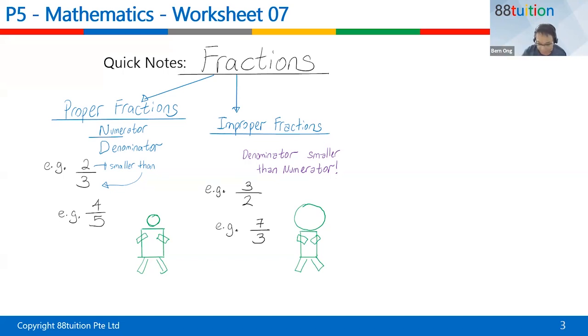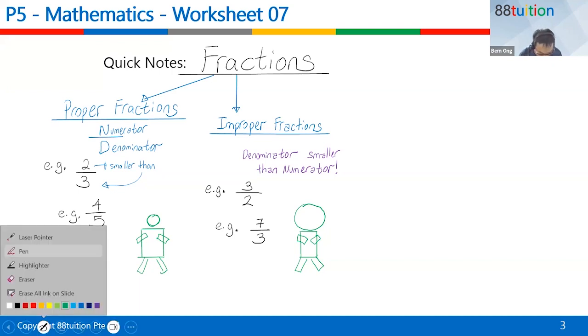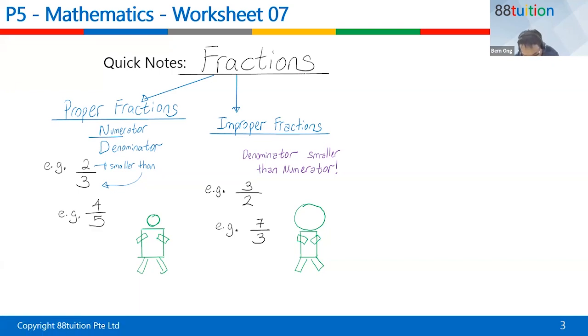So usually what we call improper is like the one with a bigger head, whereby the numerator has a bigger number than the denominator. And slowly from improper fraction, it brings you to the last portion, called a mixed number. So all these are under fractions.